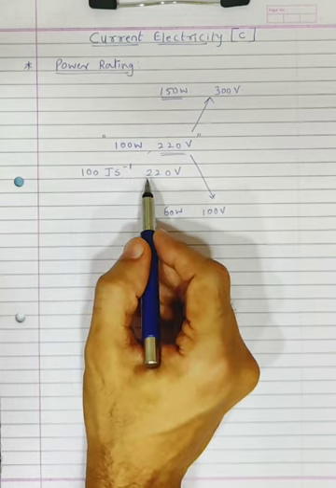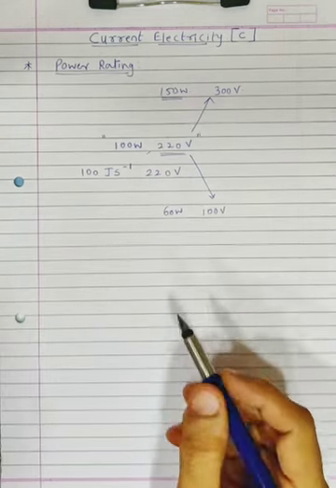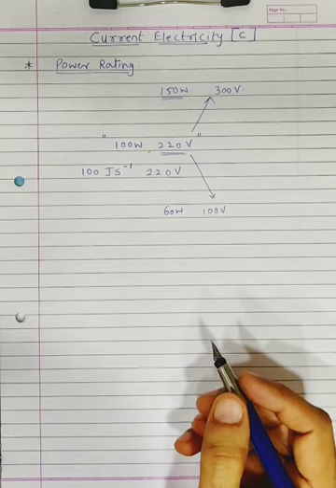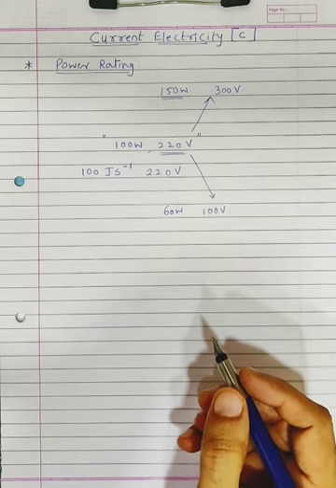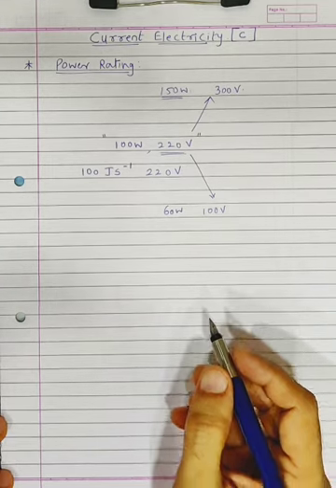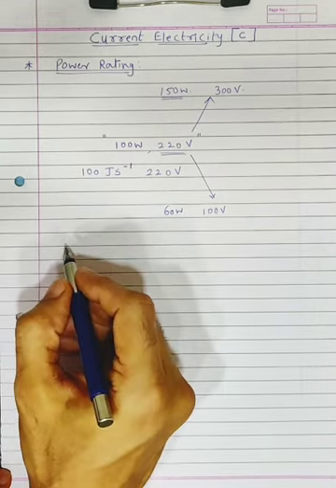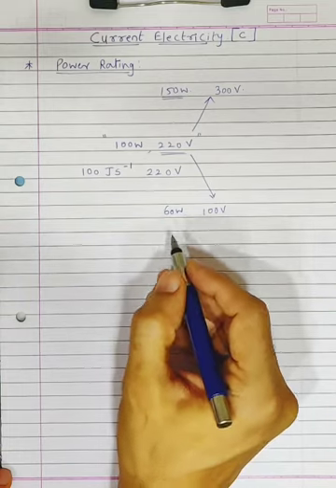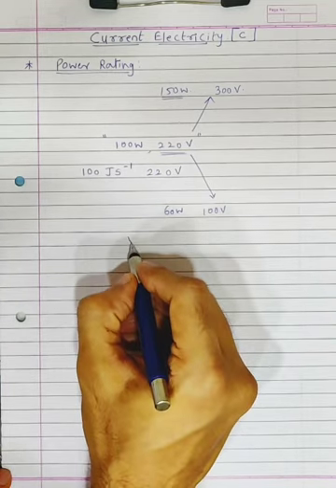Okay. So they may ask you in the exam, what do you mean by power rating of 100 watt and 220 volts? You have to just state that it means that an appliance will consume 100 joule of energy every second when the potential difference is 220 volts.